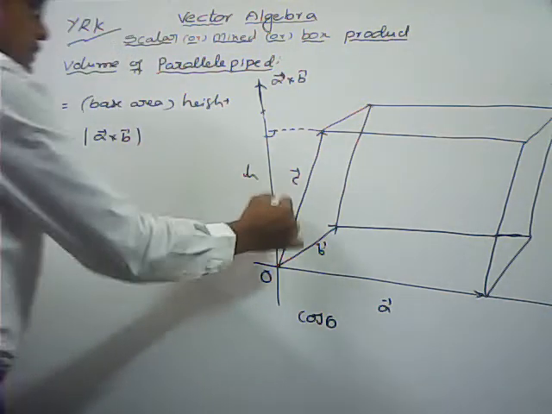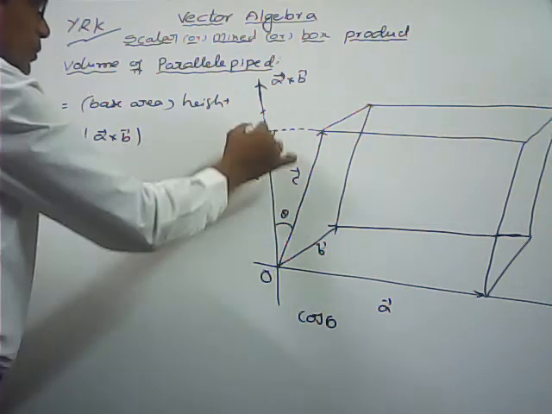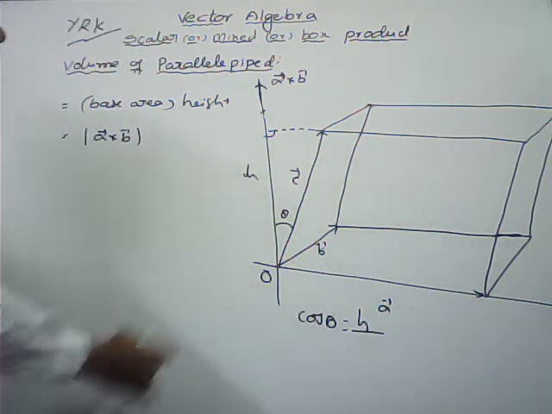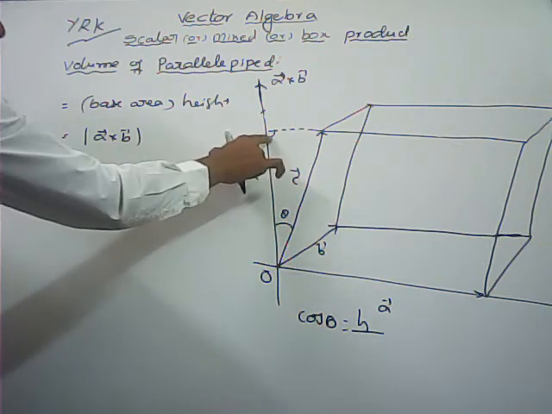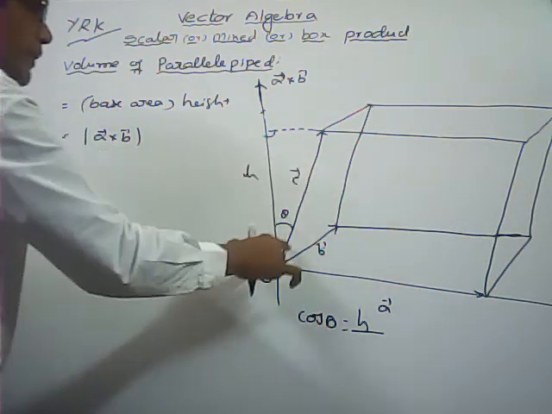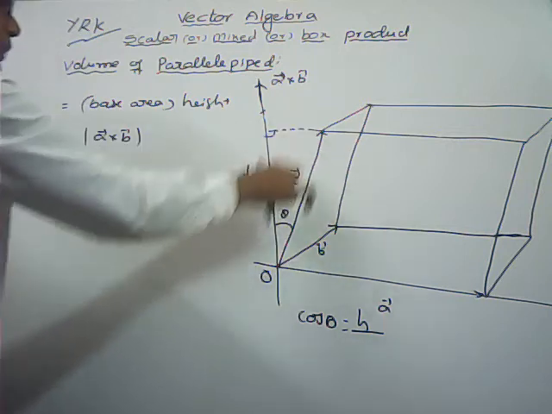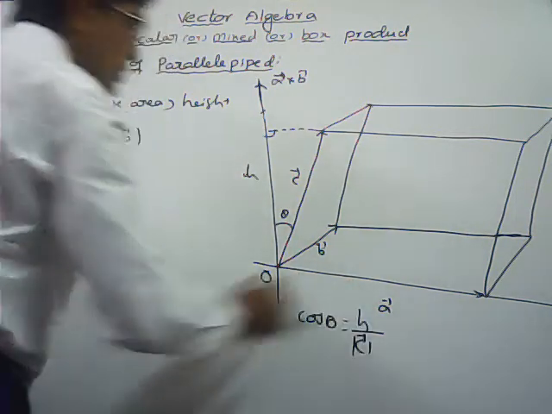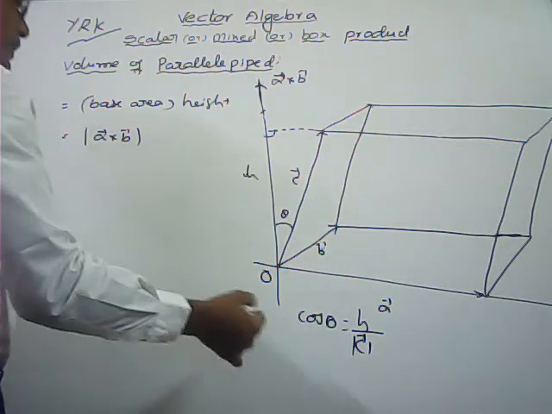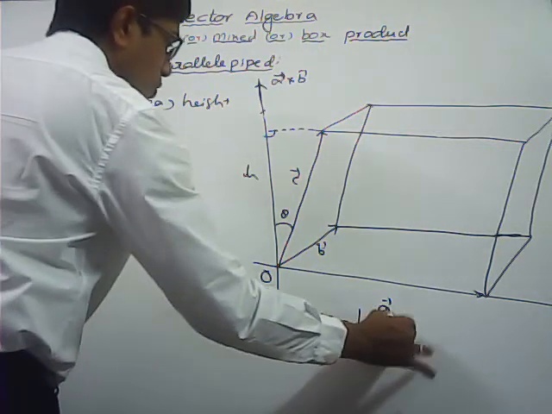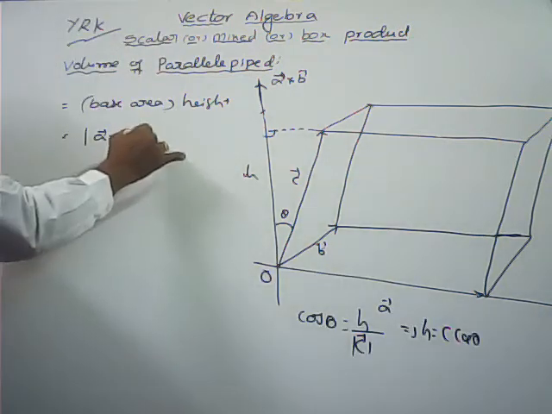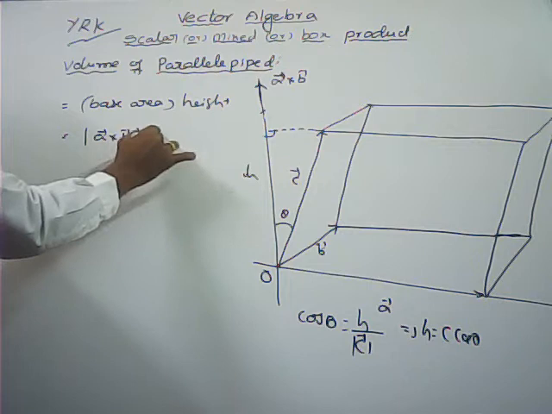Now cos theta is equal to adjacent side, whatever the adjacent side here, h, by whatever the hypotenuse, the side opposite to the right angle, that is the vector here, C bar. What is its modulus? Length, modulus of C bar only. Modulus of C bar we can take as C also. H is equal to C cos theta. Height is C cos theta.